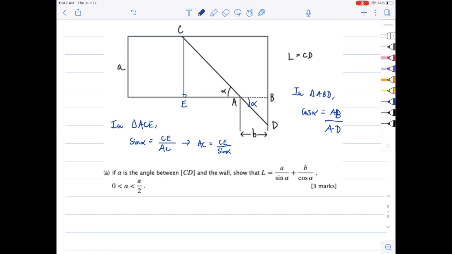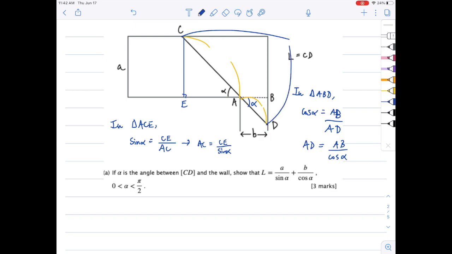So in this case, what we're going to do is isolate for AD. AD is equal to AB divided by cosine alpha. Okay. Now we have an expression for AC, and we also have an expression for AD. So what we could do is just add those two together. Because if you take the length AC and add the length AD, you're going to get this length, right?